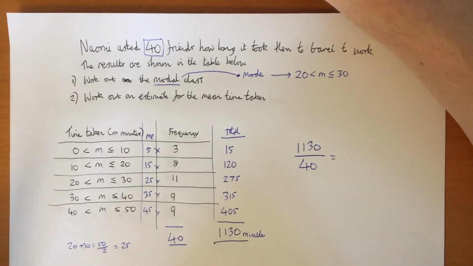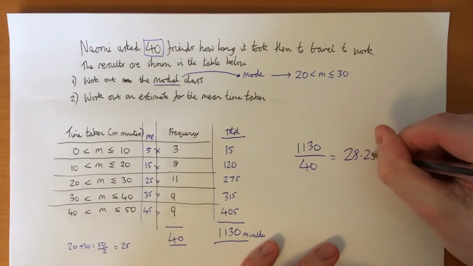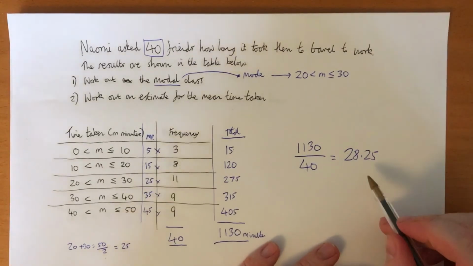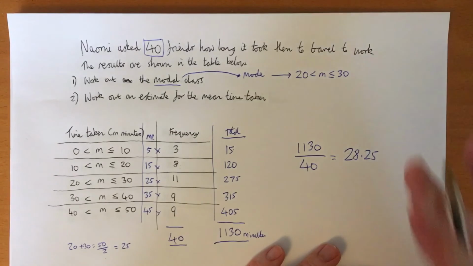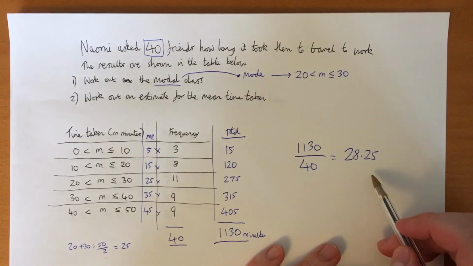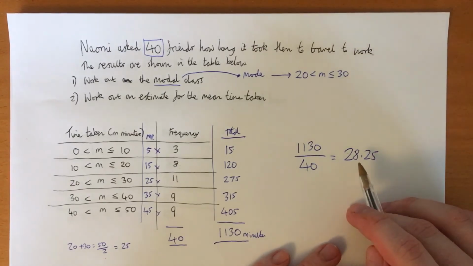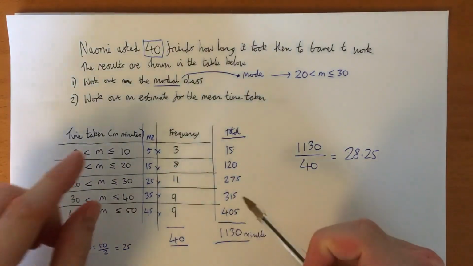So therefore, to find the mean amount of time, you do 1130 divided by 40, which is 28.25. 28.25, and you wouldn't round it up or down. So therefore, we've worked out that the mean amount of minutes that the students took to get to school is 28.25 minutes. Okay, so it's almost exactly the same as the last session, but the biggest difference, the biggest step is that you must find the midpoint.